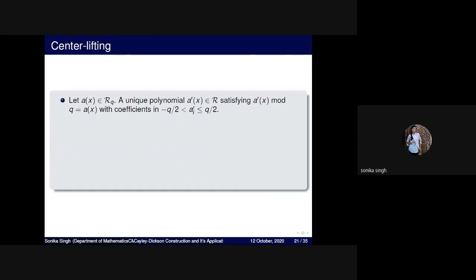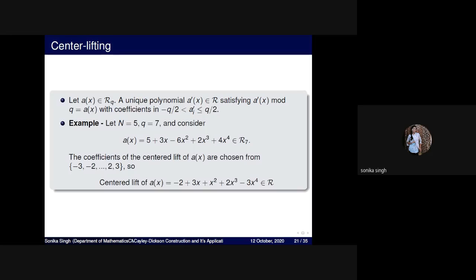There is one more thing to know here, named center lifting. Center lifting means that, suppose we have a polynomial a(x) in Rq, then there is a unique polynomial a'(x) satisfying a'(x) mod q equal to a(x), with coefficients lying between -q/2 and q/2. That means we just need to convert our polynomial coefficients into the range -q/2 to q/2. That's all about center lifting.